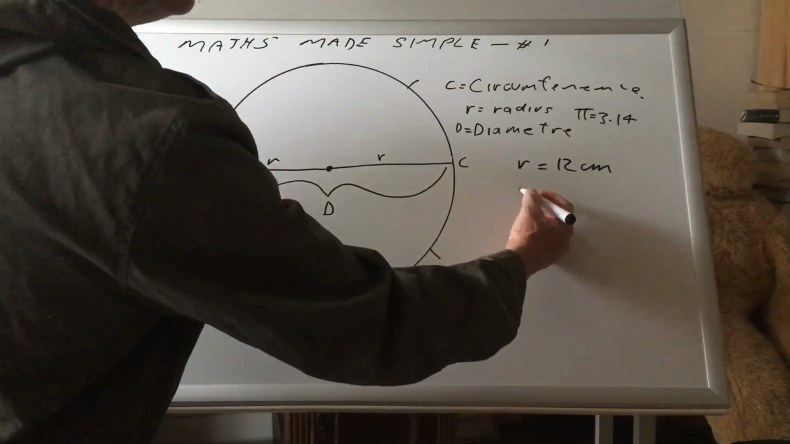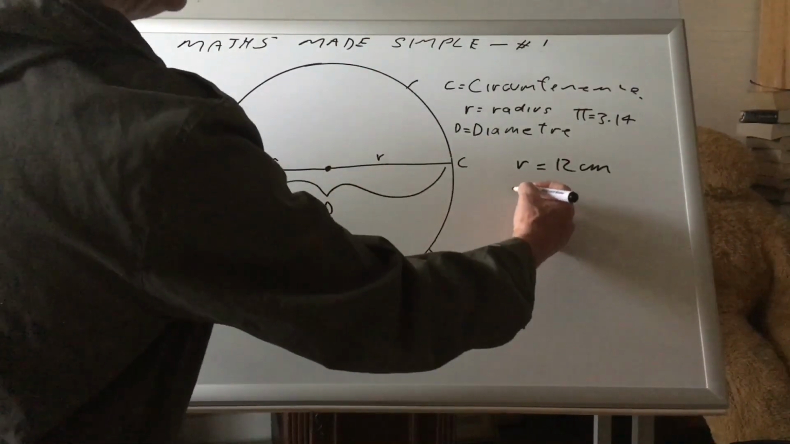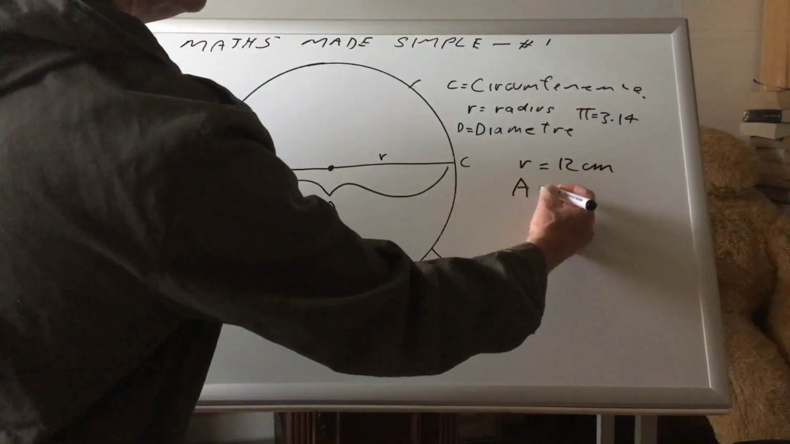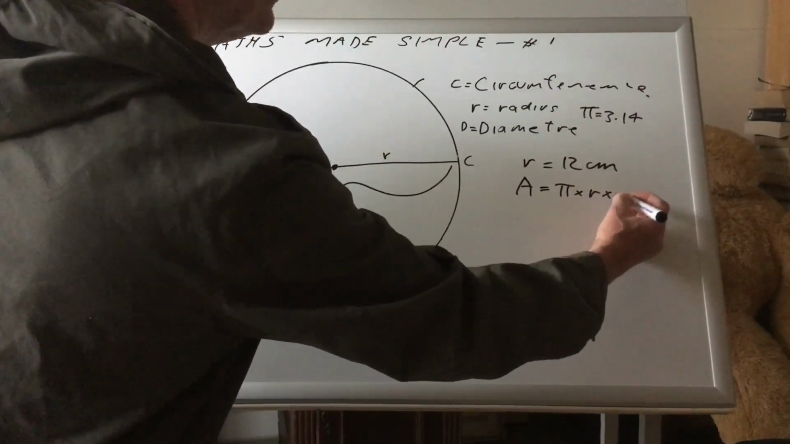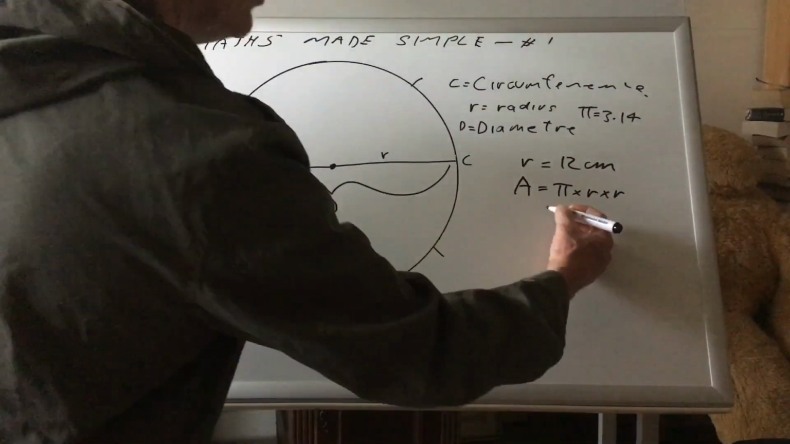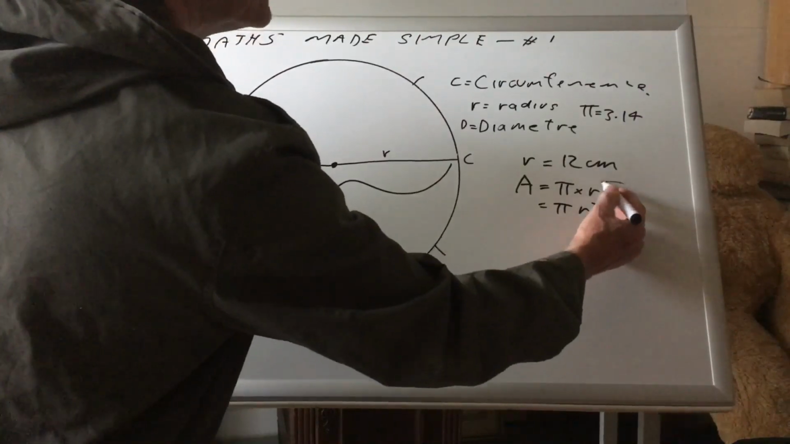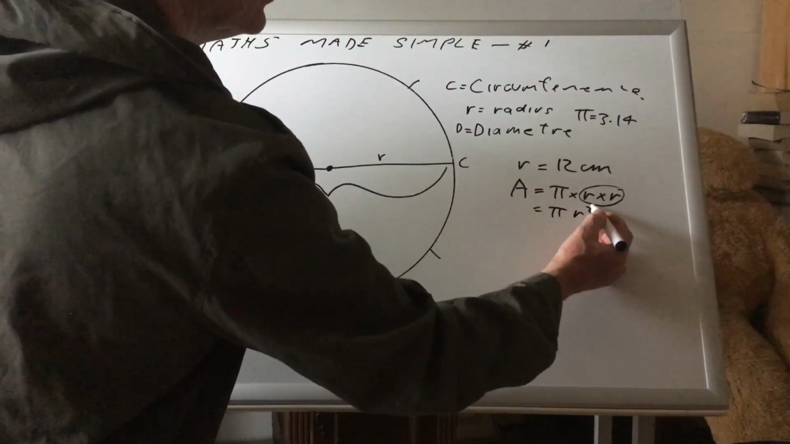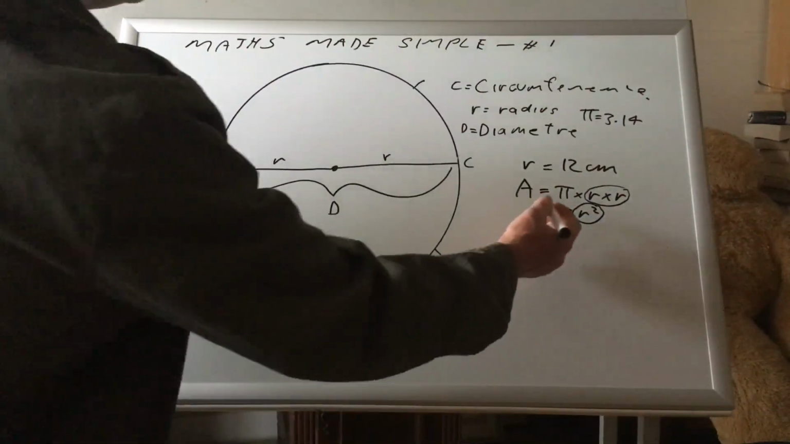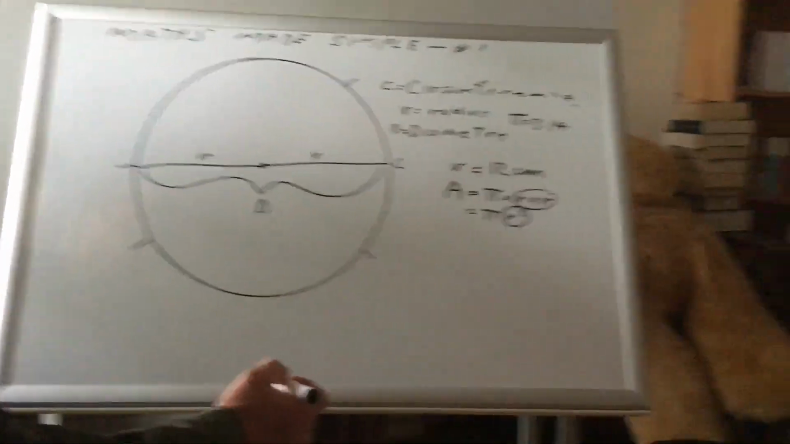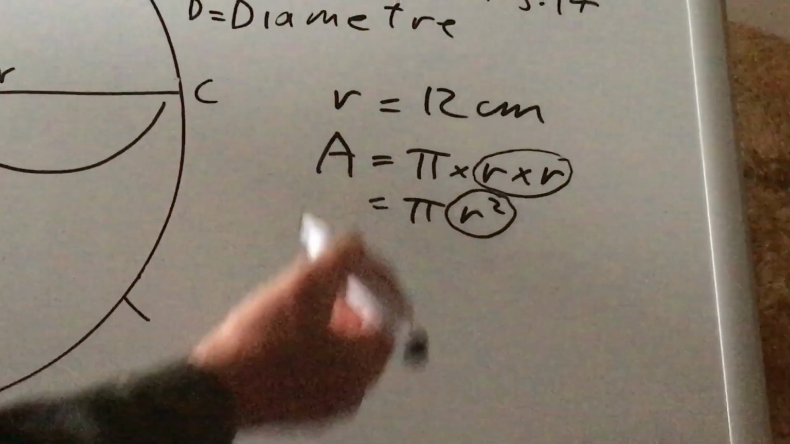Well, there's another formula for the area of a circle. The area equals pi times r times r, which equals pi r squared, because r times r equals r squared. That's what r squared is. So the area equals pi r squared. So if you have a radius, you can figure out the area of the circle.